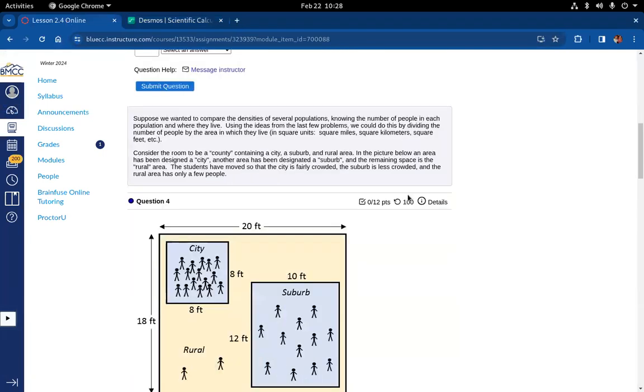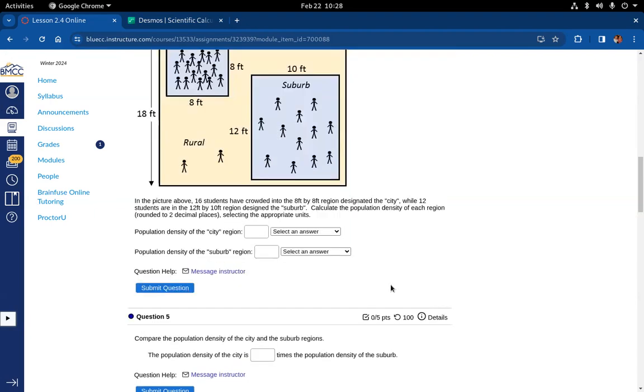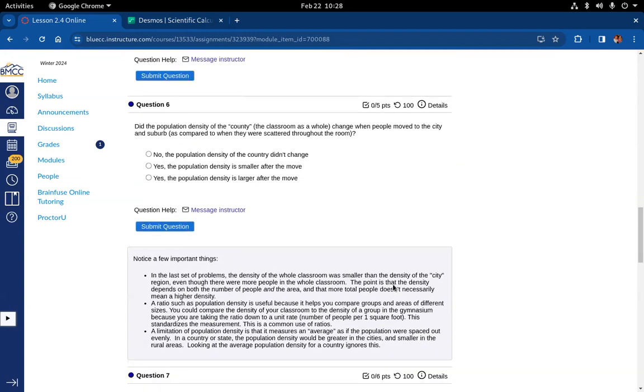All right, so next we're going to mix things up a little bit, and we're going to take our people in their classroom, and we're going to form a city in one corner of the room, and we're going to have a suburb in the other corner of the room, and each have their marked off areas that they get to live in. And then we have the rural people outside. So we have the same 30 people, but they're distributed a little bit differently. So there's a city population density here, and there's a suburb population density here. And then the whole square is going to be the county population. So you have a few questions to answer about that.